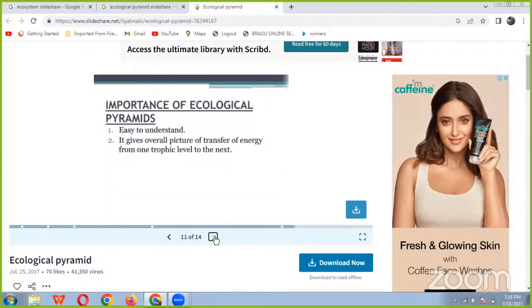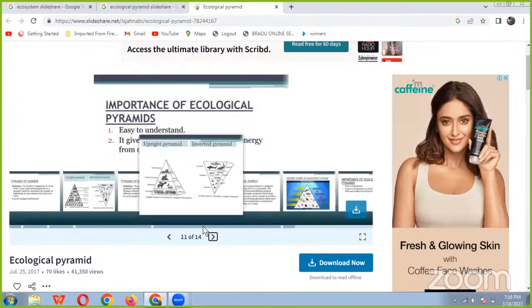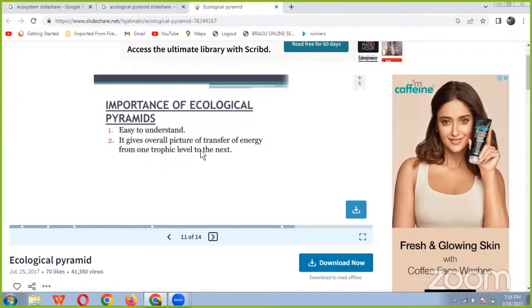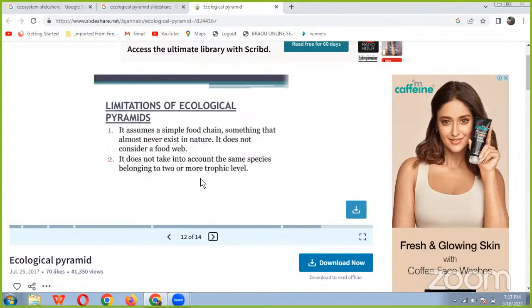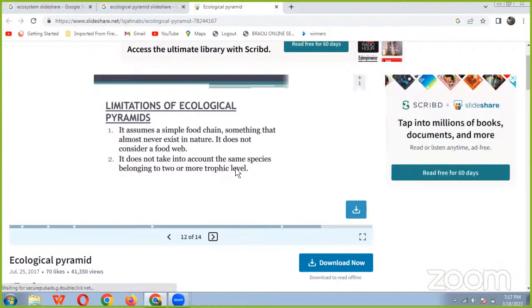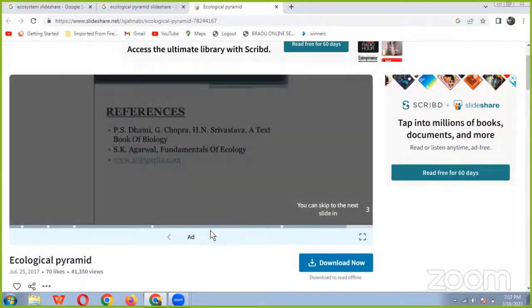What is the importance of the ecological pyramids? It gives the overall picture of the transfer of energy from one trophic level to another trophic level. Limitations: it assumes a simple food chain, something that almost never exists in nature. It does not consider the food web. It does not take into account species that belong to more than one trophic level.